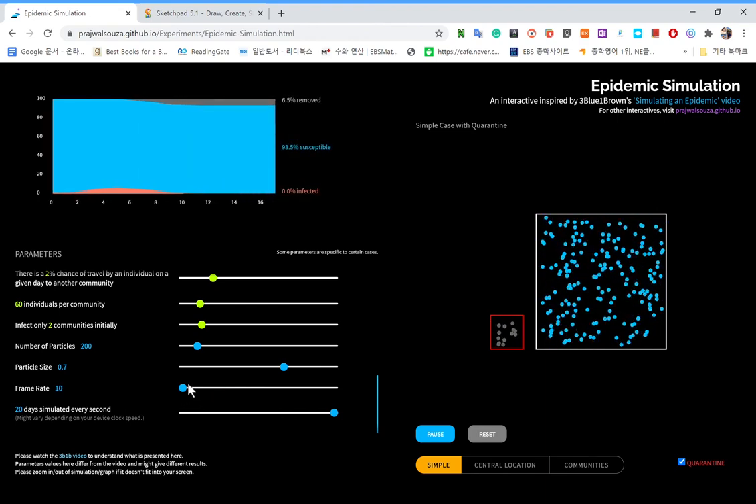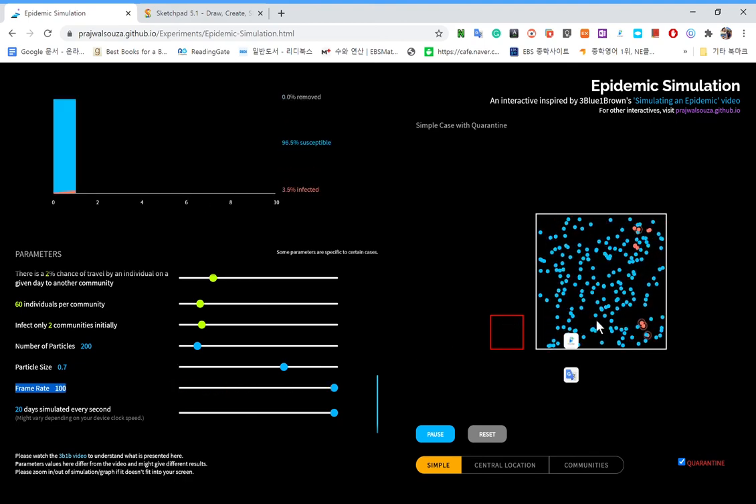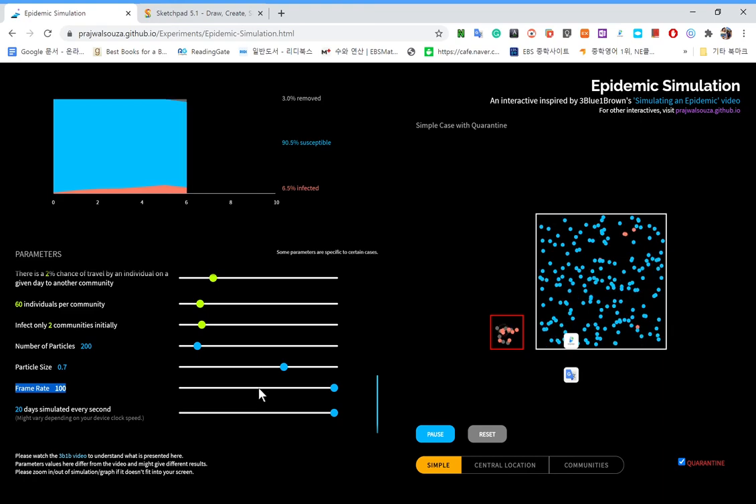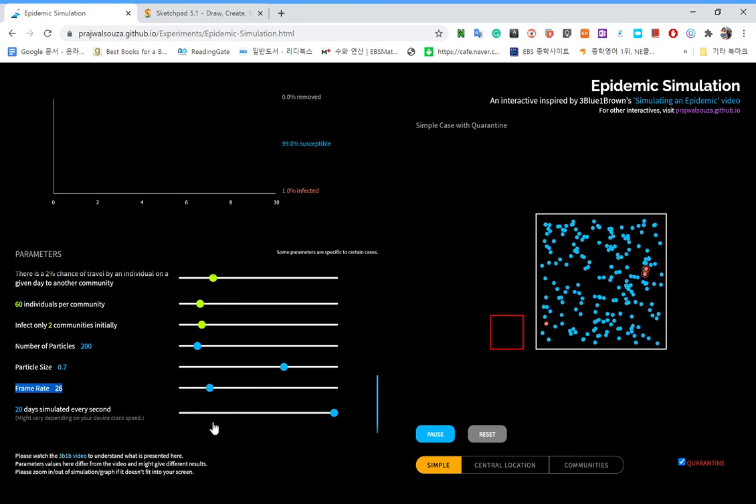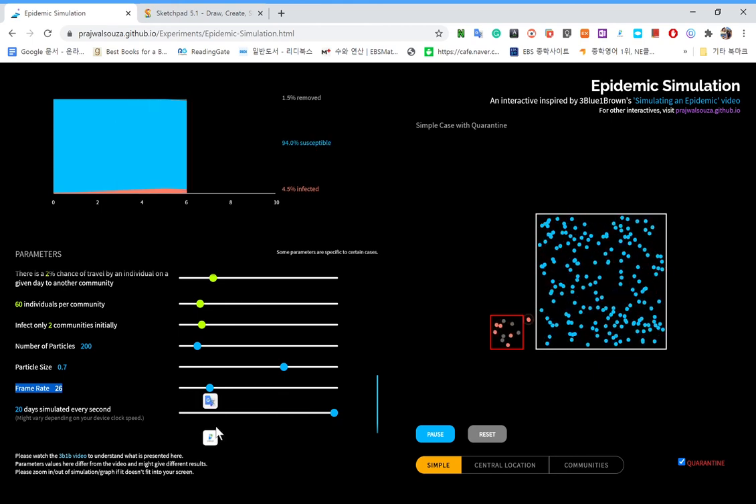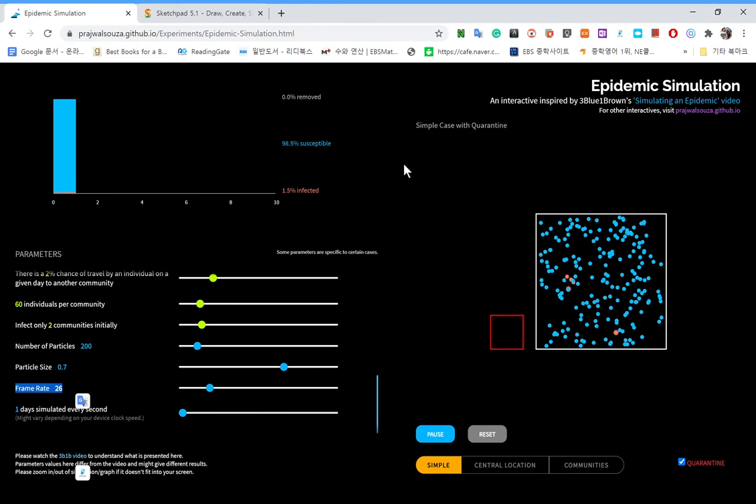That's a bad frame rate. But it's still well animated. What frame rate? 30 is enough. Wow. Even if it's 30, it's still well animated.